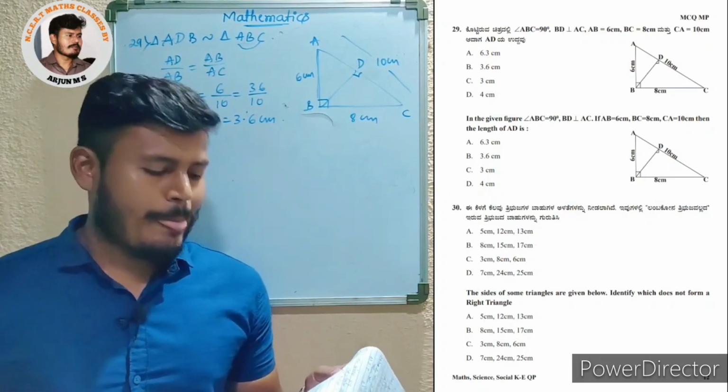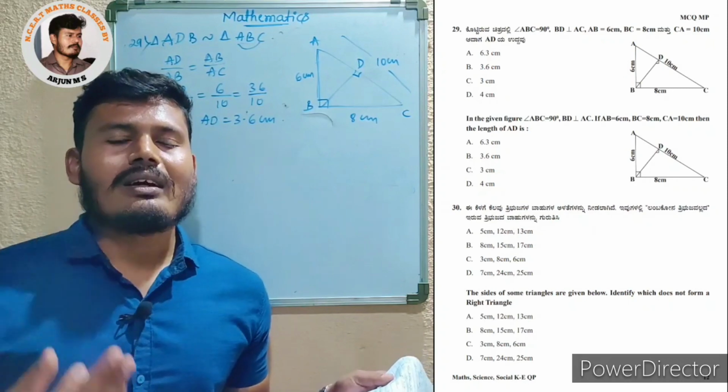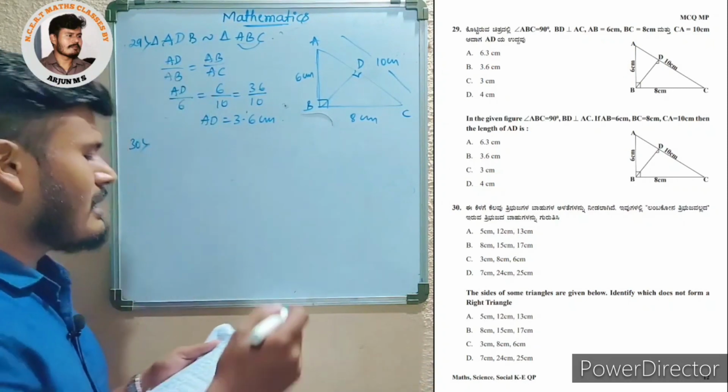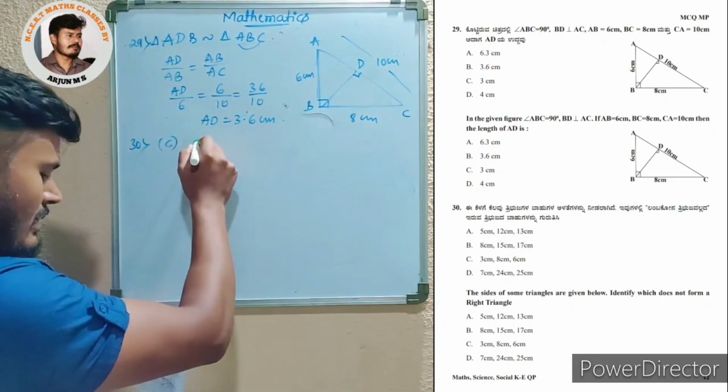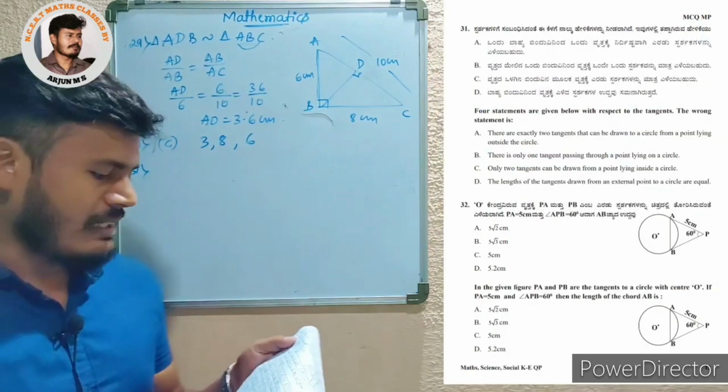You just carry out the trial and error method by using the rule that the square of the largest side is equal to the sum of the squares of the remaining two sides. By using that rule, here option C is correct. That is 3, 8 and 6 is the answer, right? So that is a very easy question.